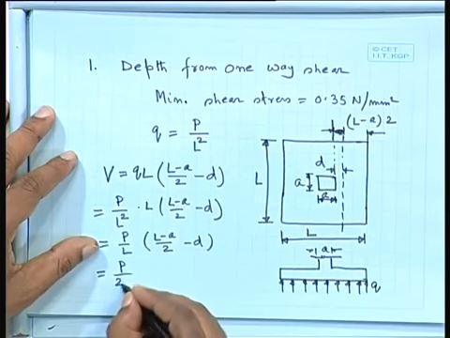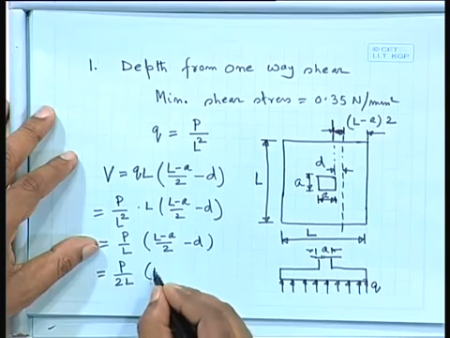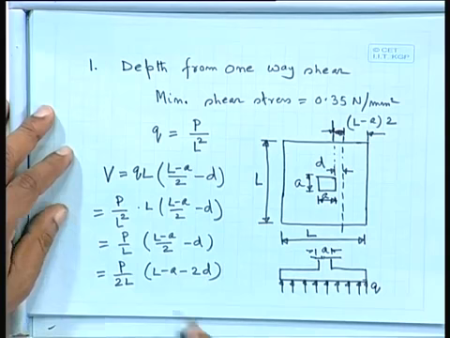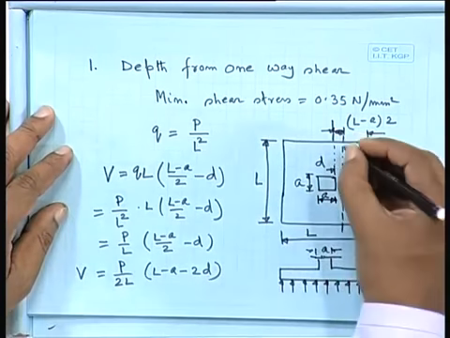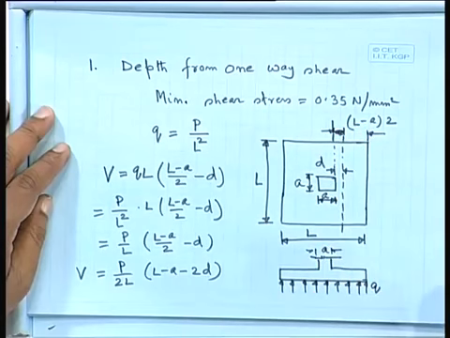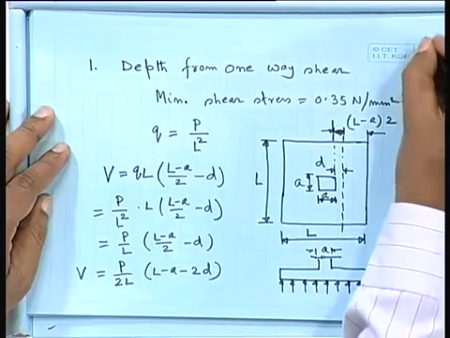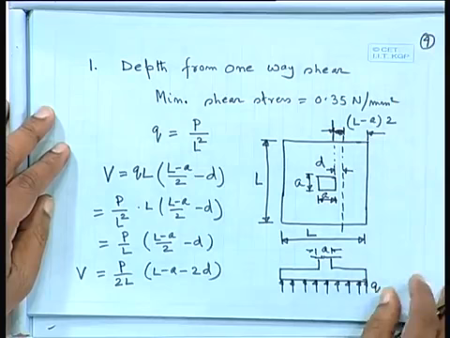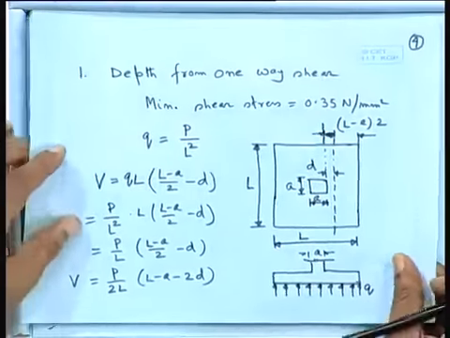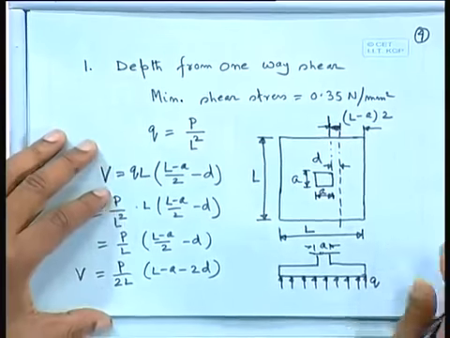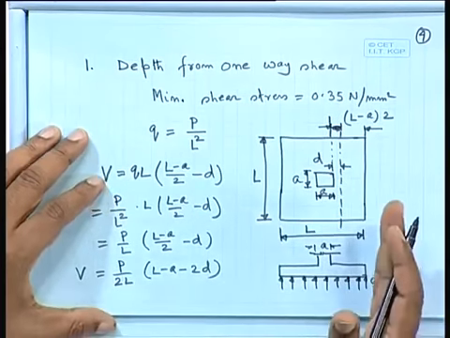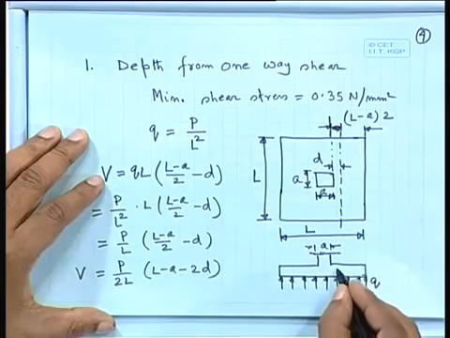Equal to P by 2L times (L minus A minus 2D). This is the shear force V along this line at a distance D from the face of the column. So we can write it down. What about the shear force that is permissible? So that permissible shear force is here.